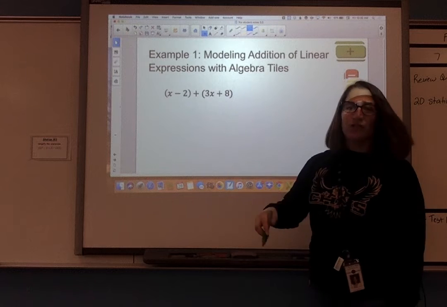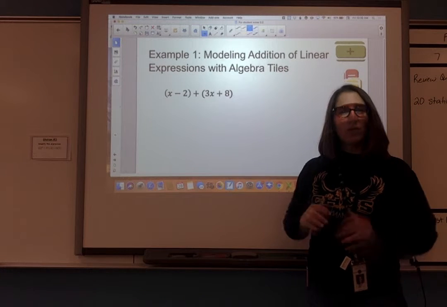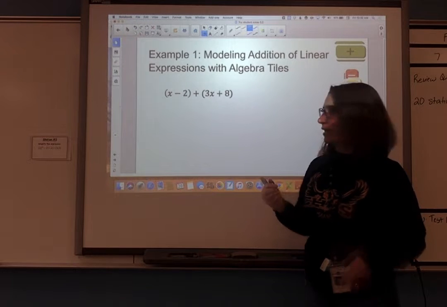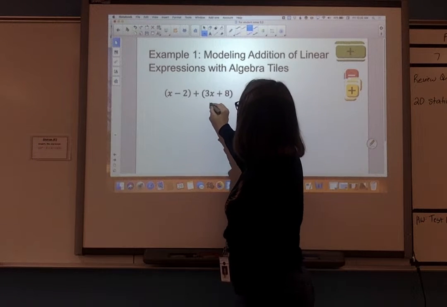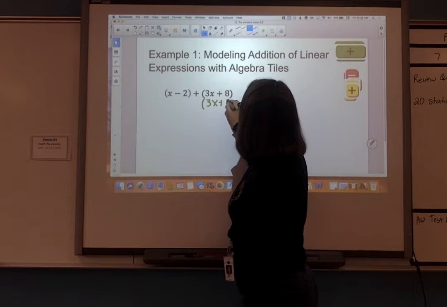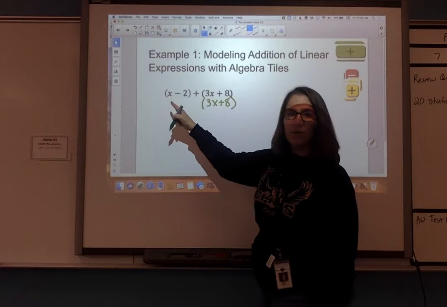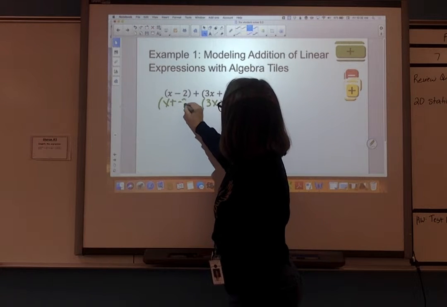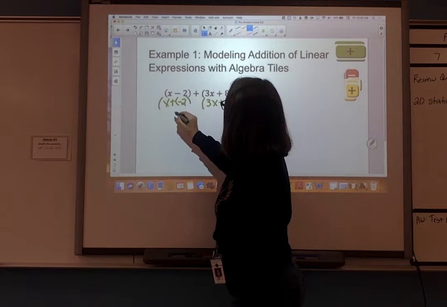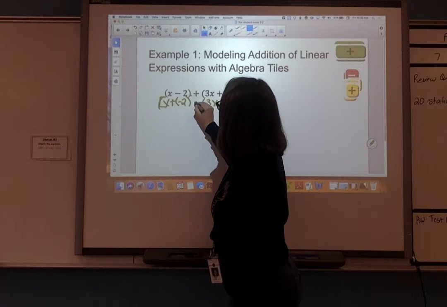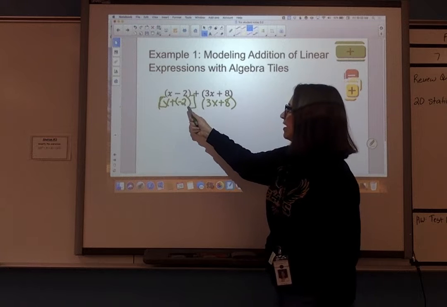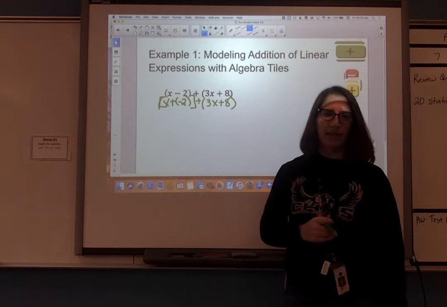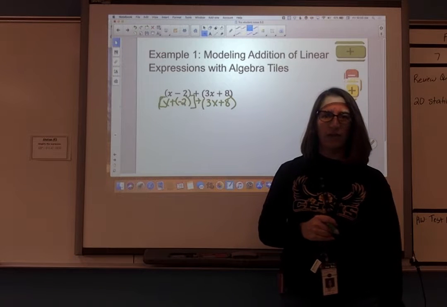So I'm going to start by writing these as sums. We're going to get rid of all of the subtraction, and that's going to help us see better what we're doing. The second expression here is already written as a sum, so I'll leave that one as is. But the first one, instead of x minus 2, I'm going to do x plus negative 2. Sometimes when we do this, we put some brackets around the outside to help us see that this is x plus negative 2 plus 3x plus 8. Okay, so make sure you have that rewritten.